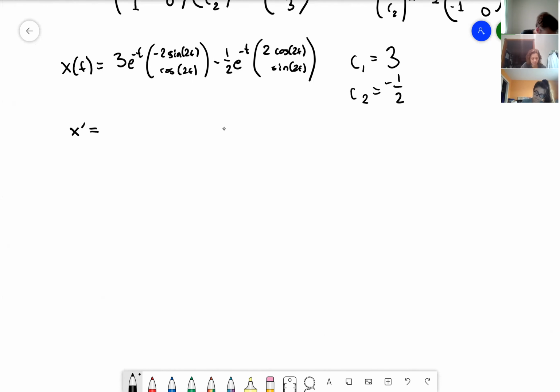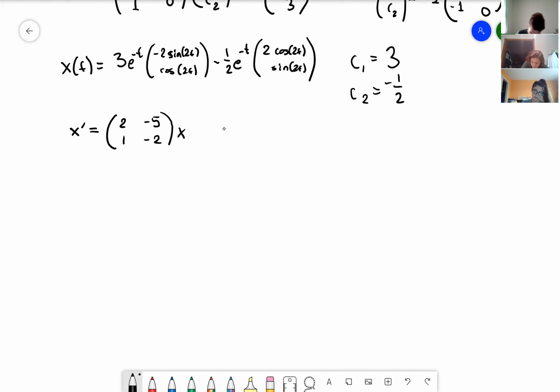x prime is equal to the matrix 2, 1, -5, -2, times x. All right. Examples are always helpful.